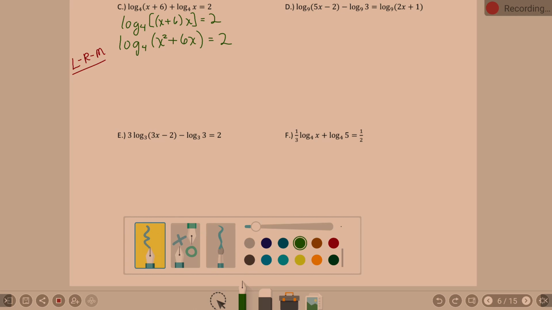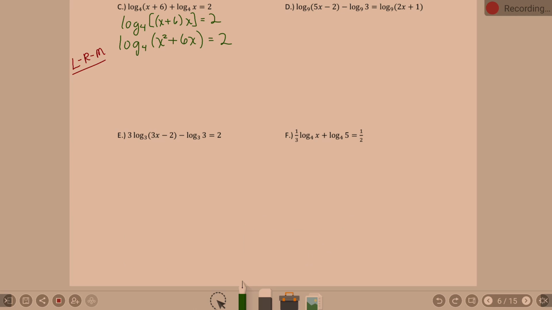So left, right, middle says what? The left is 4 raised to the right of 2 equals the middle of x squared plus 6x. Okay. What do you know? 16. 4 squared is 16, so 16 equals x squared plus 6x.